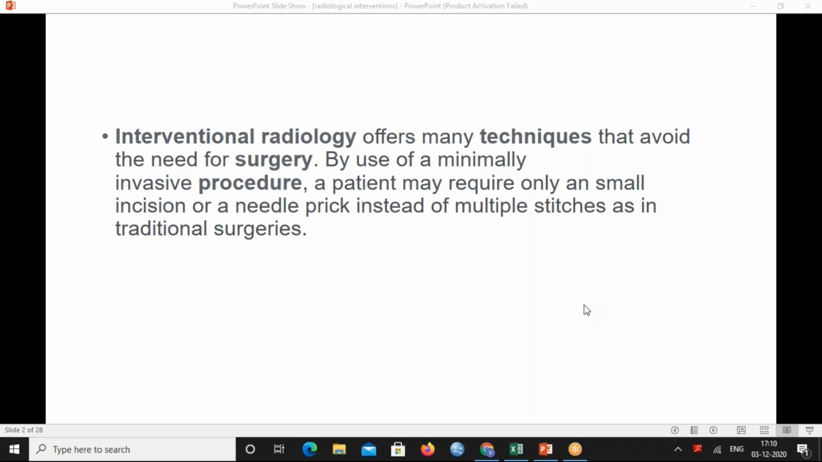Our last speaker has very well discussed the preparation for the diagnostic radiology procedures which are to be done. And for interventional radiology, as you all know, it offers many techniques that avoid the need for surgery. These are minimally invasive procedures done under image guidance, through a very small incision or a needle prick.